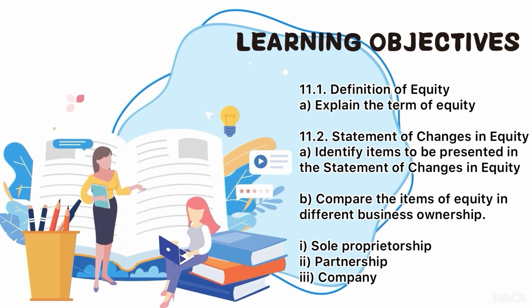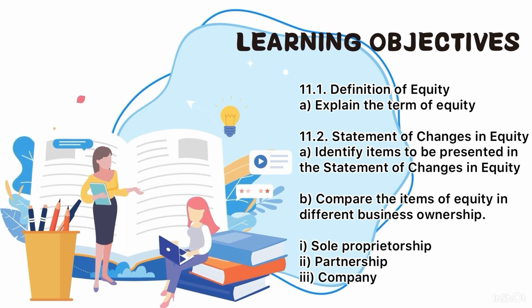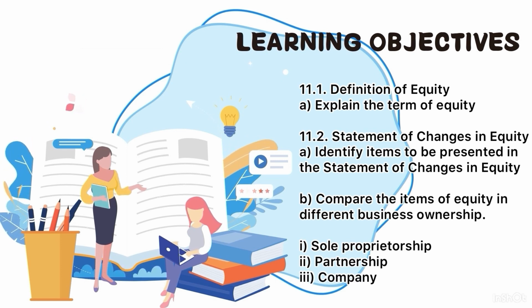11.2. Statement of changes in equity. A. Identify items to be presented in the statement of changes in equity. B. Compare the items of equity in different business ownership. 1. Sole proprietorship. 2. Partnership. 3. Company.